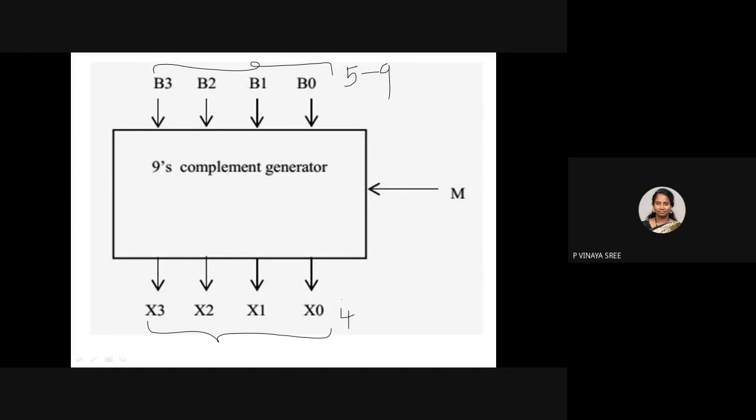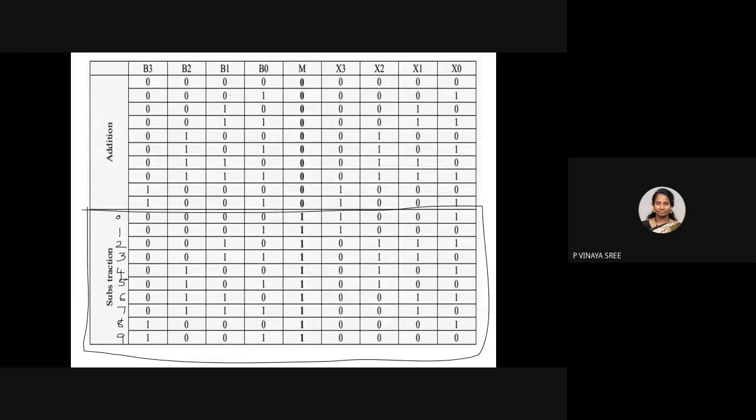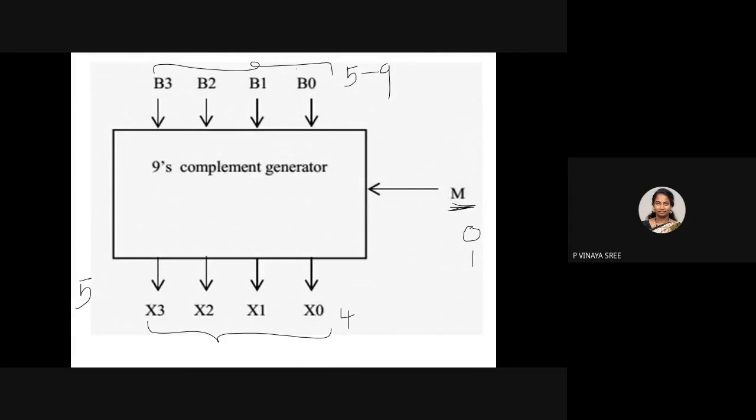Or you will be getting the same value 5, that depends upon the value M. If it is 0, you will be getting the same value. If it is 1, you will be getting the 9's complement of that B. Okay, so see here, try to concentrate. I will ask you the questions. I already mentioned here, M will decide whether you are doing addition or subtraction.